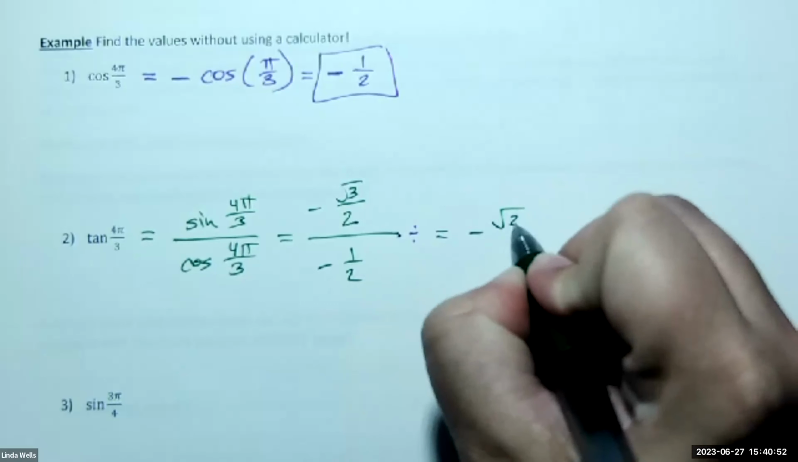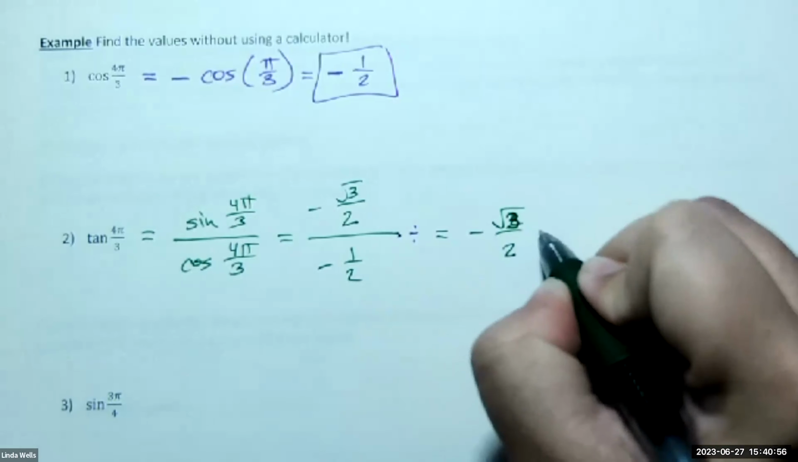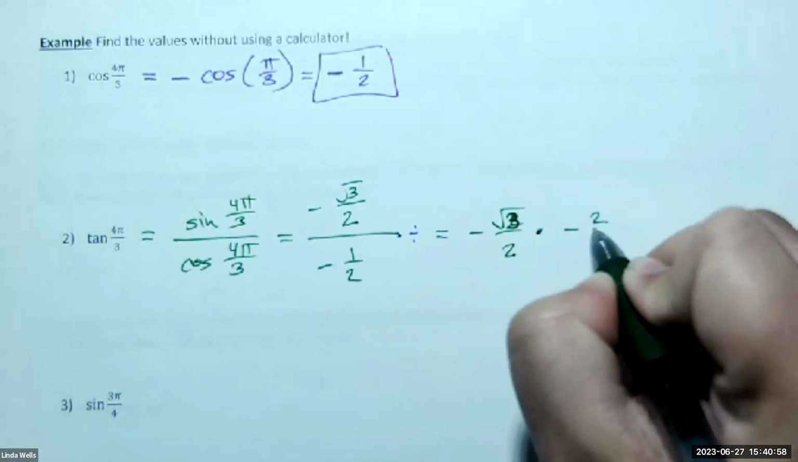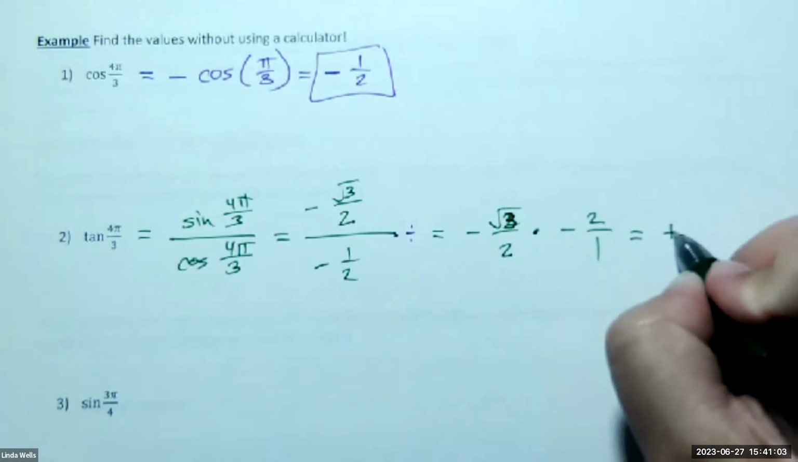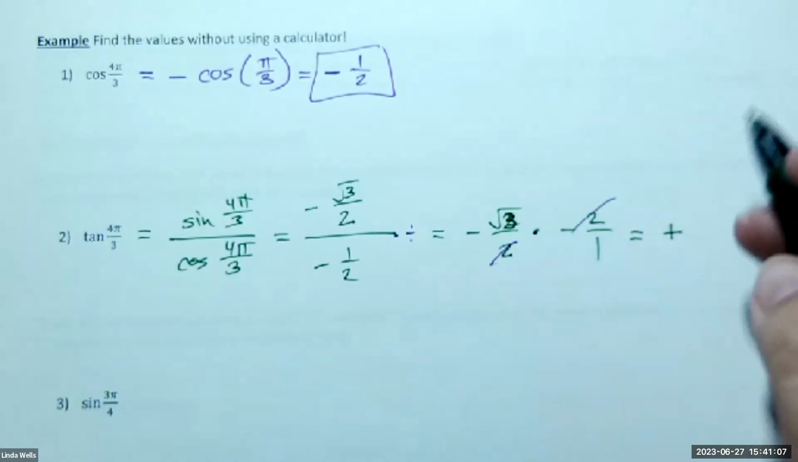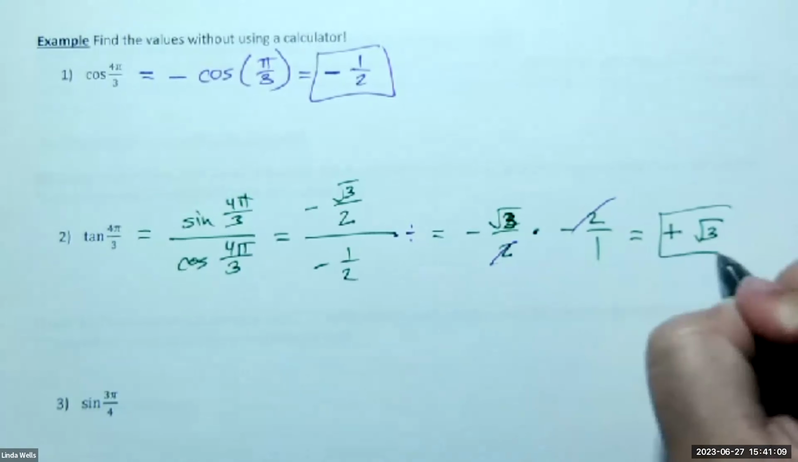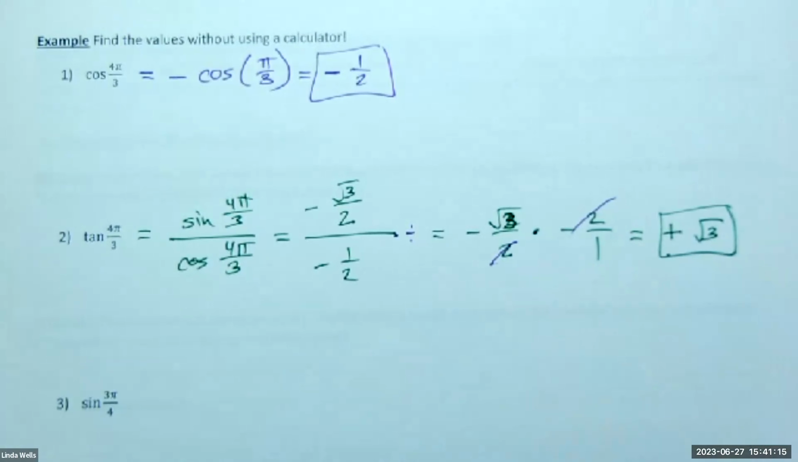Yeah, so keep the top, I'm going to put a 2 in there. Keep the top times the reciprocal of the bottom. Negative and negative make positive. What do the 2's do? So we end up with the square root of 3. Tangent is positive in the third quadrant, so our sign matches what "All Students Take Calculus" tells us the sign should be. Good.